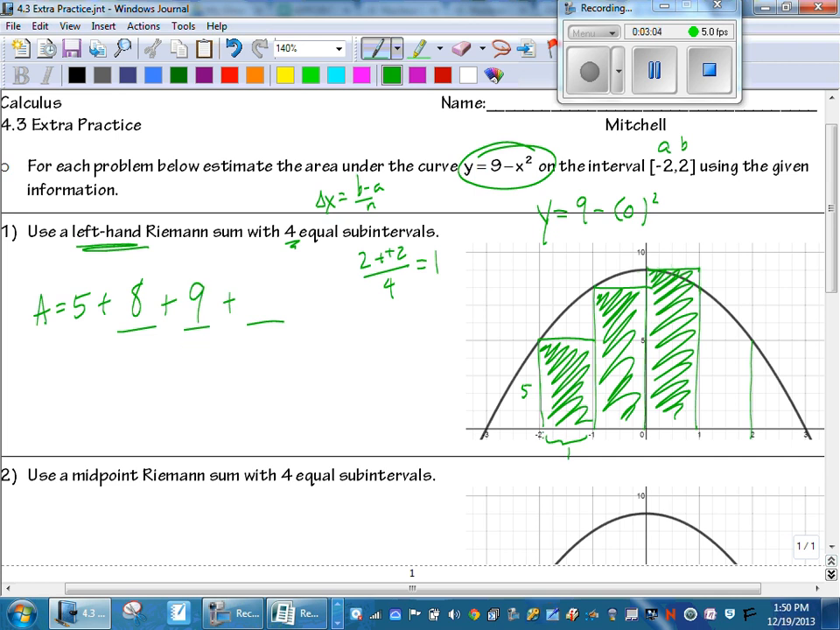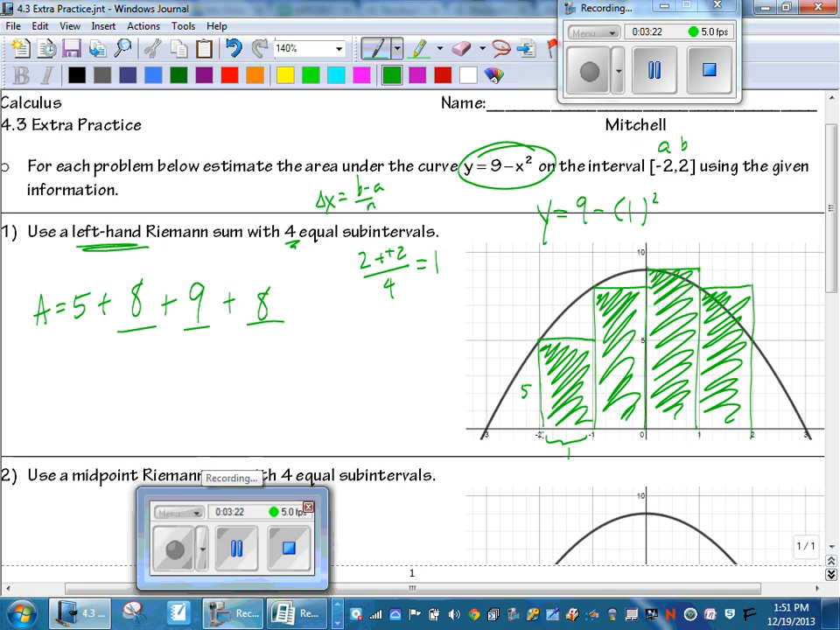And our last one, we're going from 1 to 2. The left-hand side, we're using 1 to find our height. So if we put 1 into our equation, 9 minus 1 squared gives us a height of 8 again. So it's just like this rectangle. Height of 8, base of 1, so our area is 8.